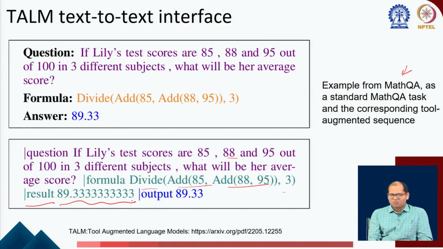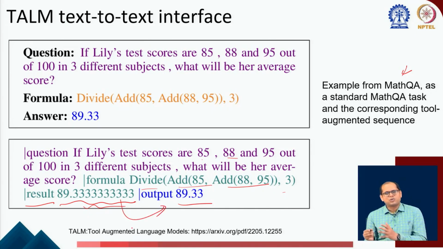Now, to the user, you may not want to give all these decimal points. So you say, okay, my output is 89.33. That is coming directly from here, right? So this is how you can call tools.